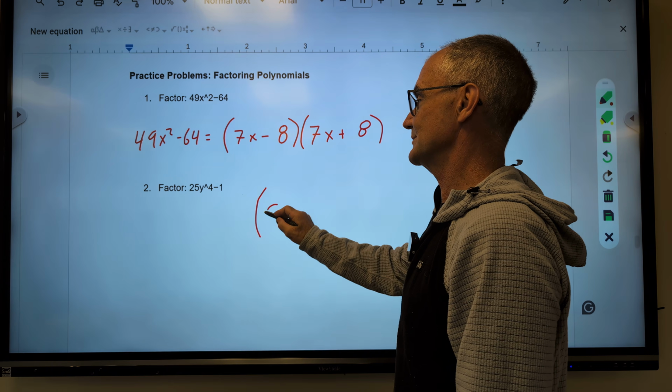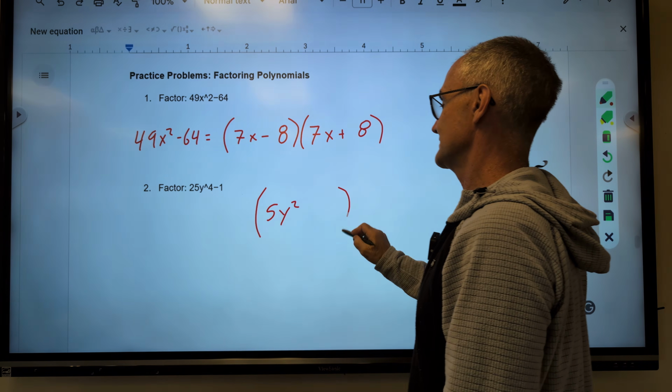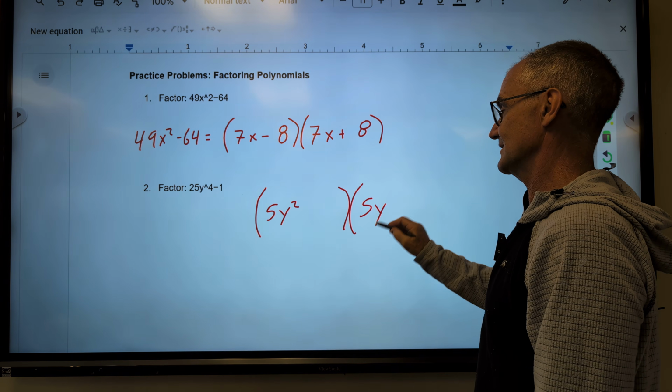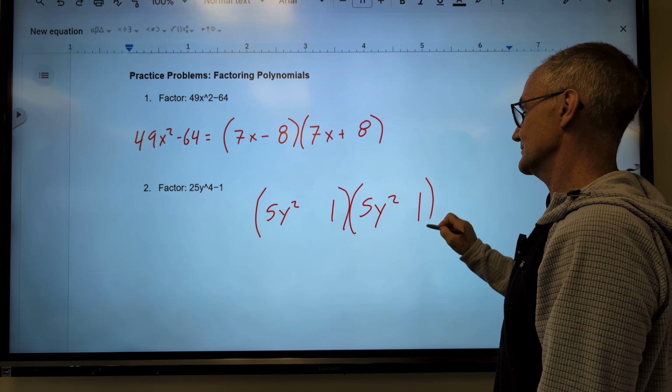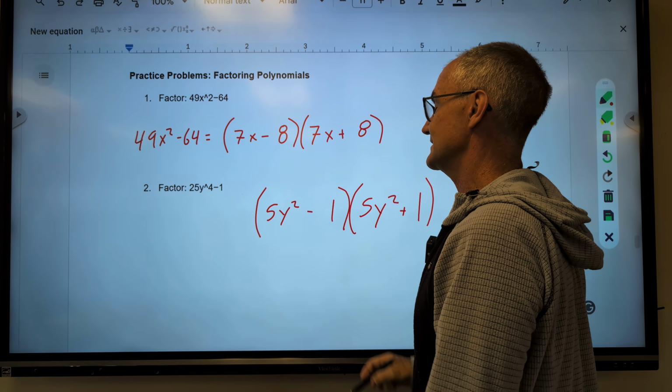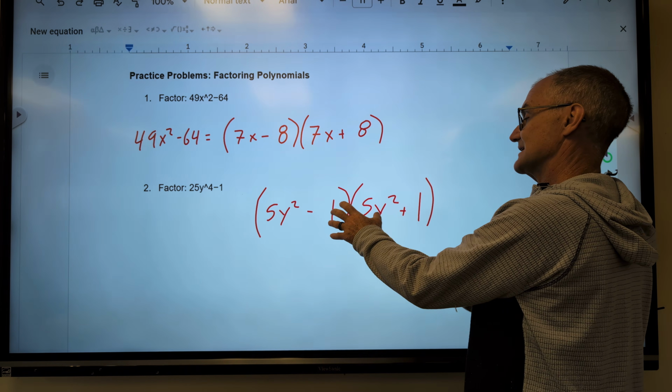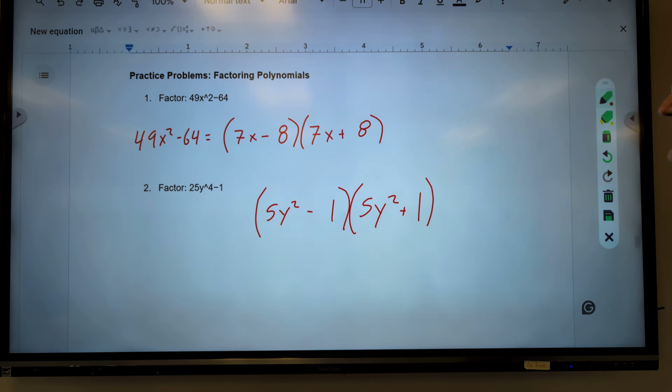25y to the fourth will be 5y squared, and another same thing, 5y squared. Factors of 1 are only 1 and a 1, perfect square, one positive, one negative. Different signs, get that middle term to drop out.